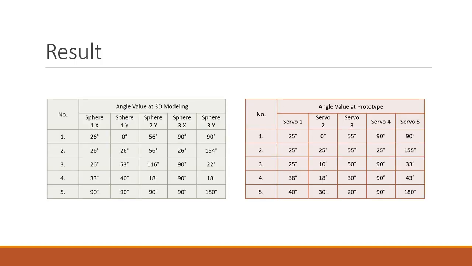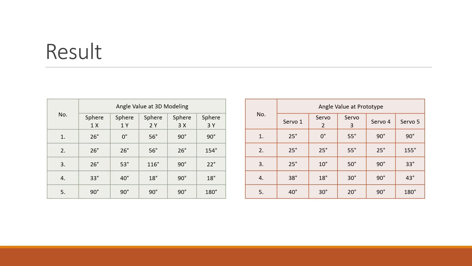There is the result of the experiments. We have 5 recorded data. On the left table is the 3D modeling and the right table is the prototype. At first experiment, we try to put the target in a place that doesn't make the servo move too much from the starting point.